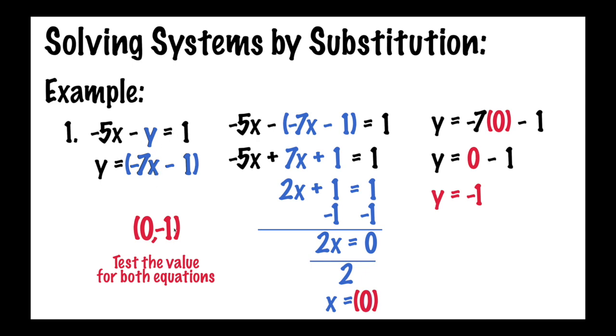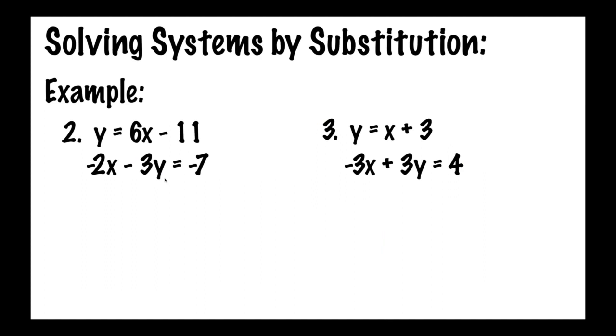For the bottom equation, I'd plug in a negative 1 for y. That'd be equal to negative 7 times 0, which will cancel, and then minus 1. So now I've got negative 1 is equal to negative 1, which again is a true statement. So now that we're confident about that solution, we can move on to the next problem.